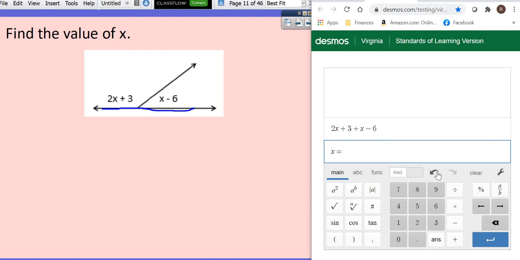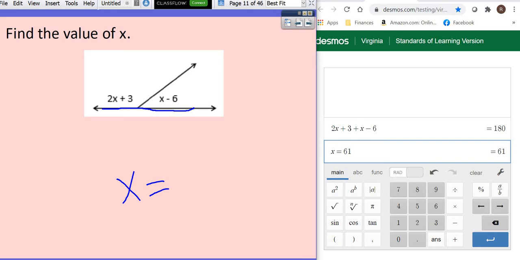I'm going up, and I'm getting closer. I'm at 55. I'm going to try 65. Oh, that was too much. So now I know I have to back down. How about 60? Oh, not enough. Go back up. There you go. X is 61. So x equals 61. If you were going to solve that, again, you would set it up: 2x plus 3 plus x minus 6 equals 180. Combine like terms and solve for x. Then you would check it just like I just did on my calculator to make sure it works.